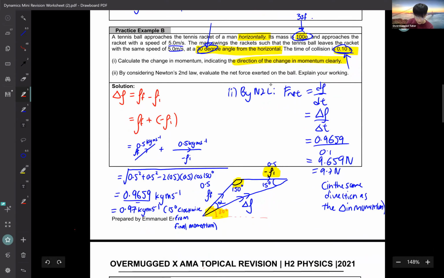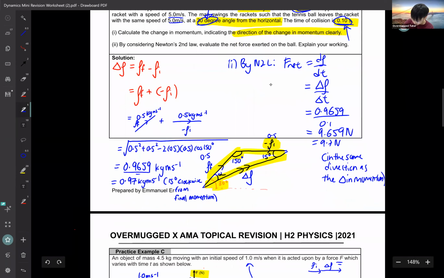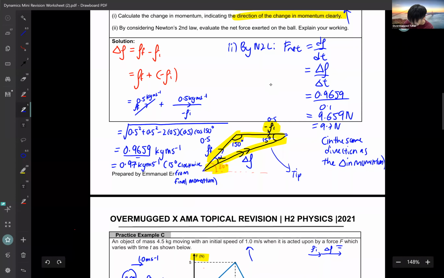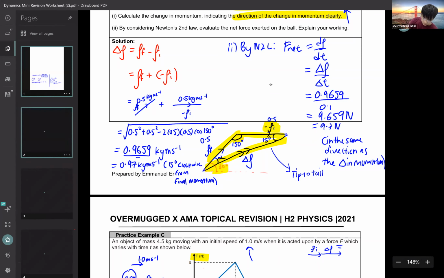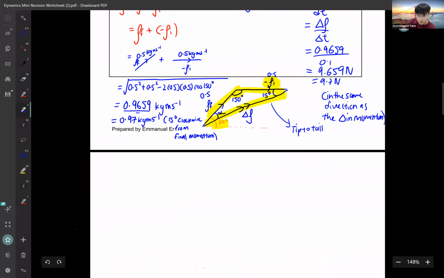So in other words, if you're ever adding up vectors, you have to consider it as your tip to tail diagram. Okay, let me explain. I'll add one page here. One of your attempts here was to write 0.1 times 5 cosine 30 plus minus 0.1 times 0.5. Yes, so this is still not correct.